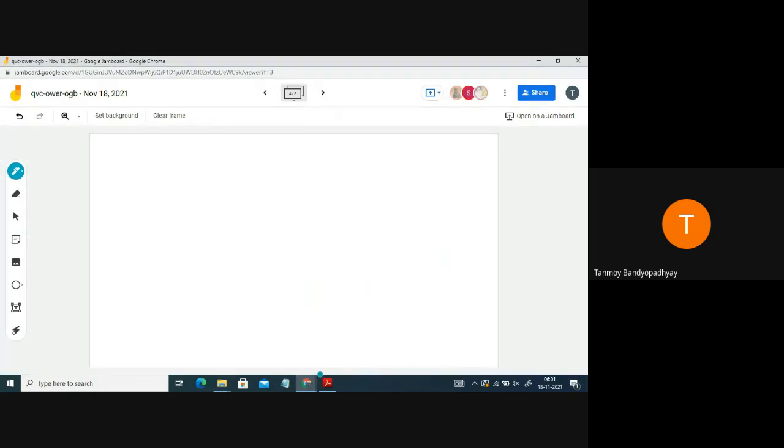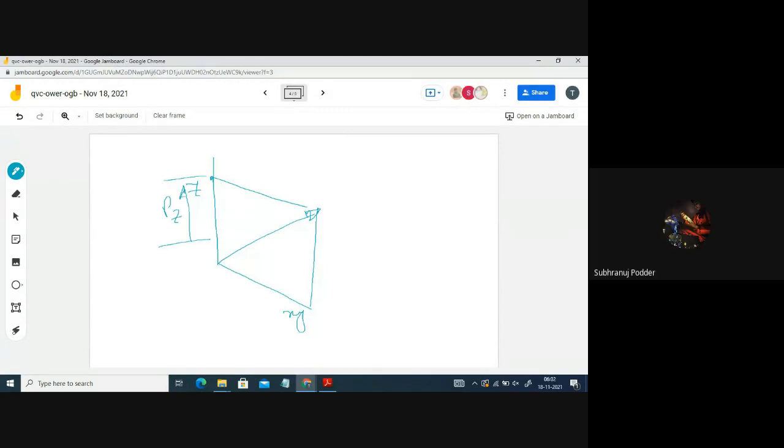Which I initially drew. So you draw Z, you draw XY, and you draw the force. Now how do you find out the component? Draw a line parallel to the Z axis and draw a line parallel to the XY axis. So this is P_z. Okay, clear? Yes sir.